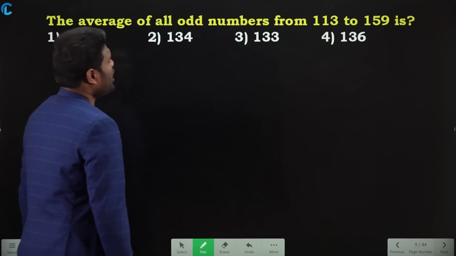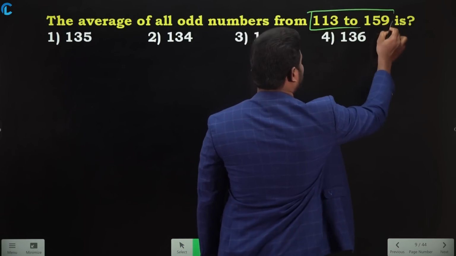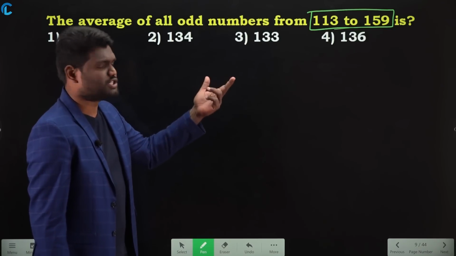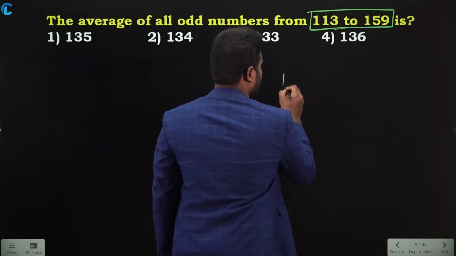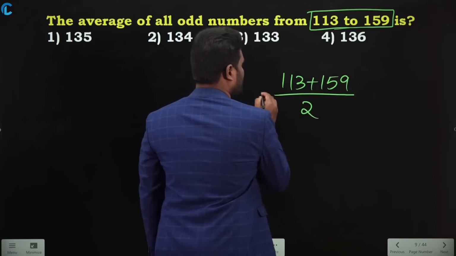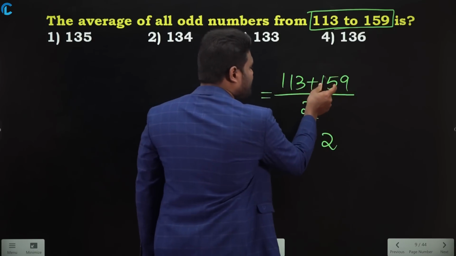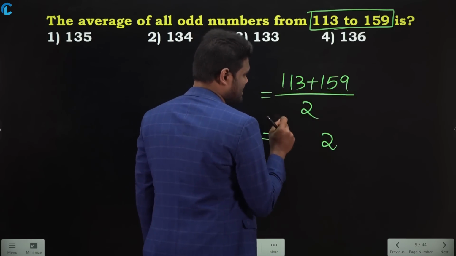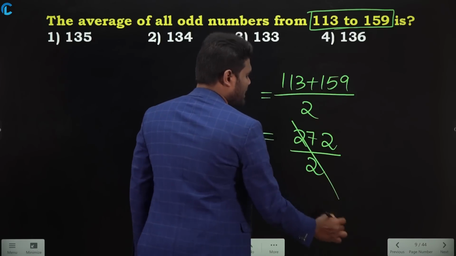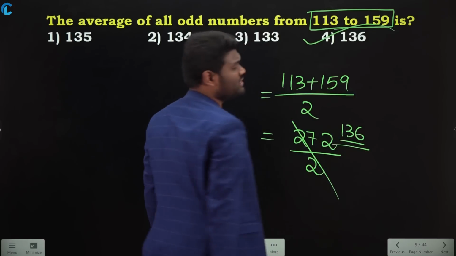The average of all odd numbers from 113 to 159. So you are asked to calculate the average of all odd numbers from 113 to 159. Calculate directly for these two numbers. If you add these two numbers, it is going to be 113 plus 159 divided by 2. So if you add these numbers, 3 plus 9 is nothing but 12. So 1 carry. 5 plus 1 plus 1 is 7, and 1 plus 1 is 2. So 272 by 2 is nothing but 136. Yes or no? So I can say that the answer is going to be 136.